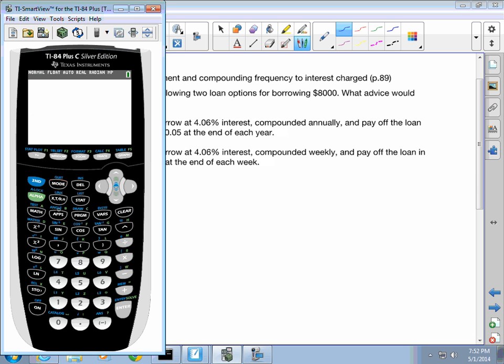Okay, so if we go to our TVM solver here, and we're going to come back and do our interest rate was 4.06. Present value was 8,000. They are putting in $1,805. Future value, we want 0. We're doing it once a year, and the interest is once a year. So go back up here to N.